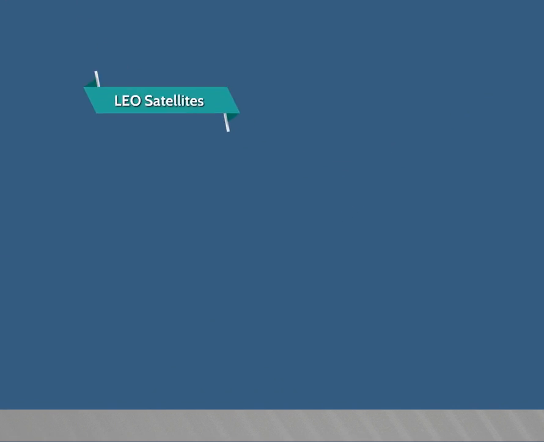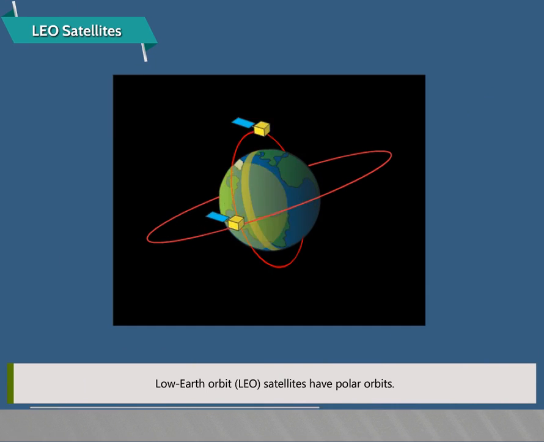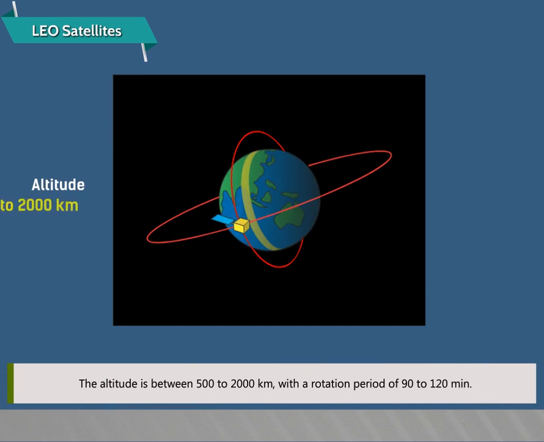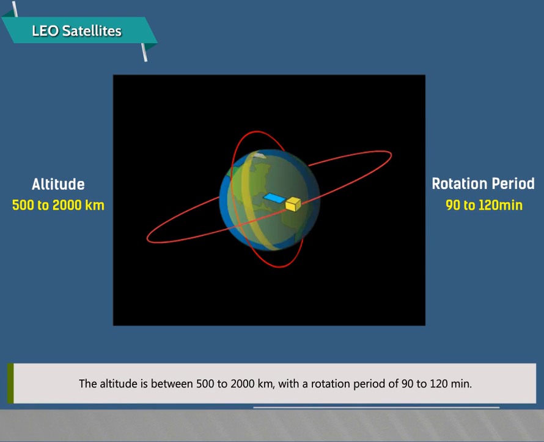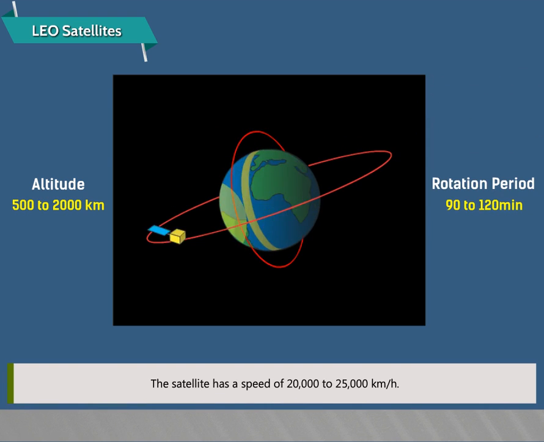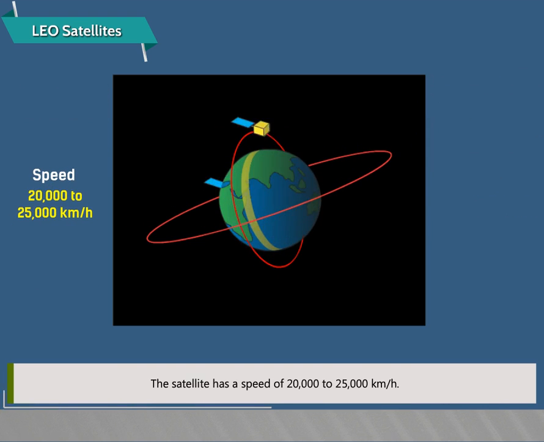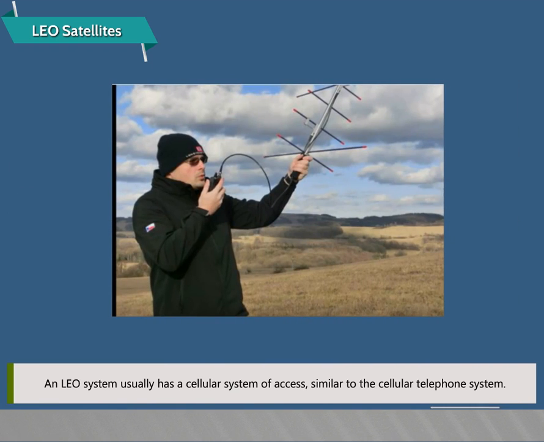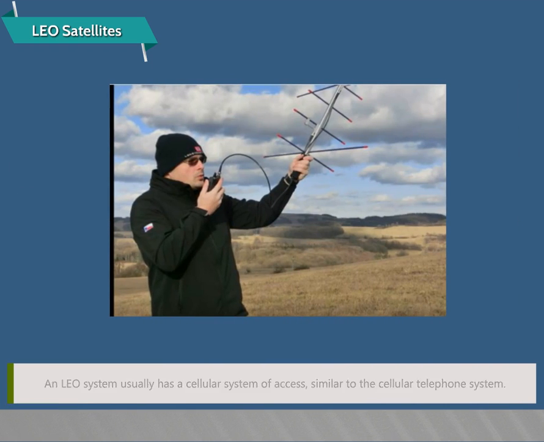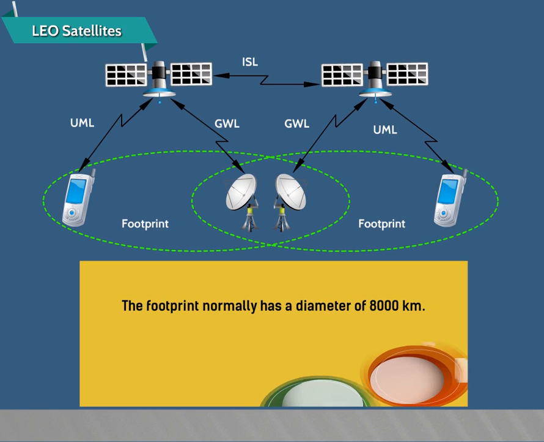LEO satellites. Low Earth orbit, that is LEO satellites, have polar orbits. The altitude is between 500 to 2000 km with a rotation period of 90 to 120 minutes. The satellite has a speed of 20,000 to 25,000 km per hour. An LEO system usually has a cellular system of access similar to the cellular telephone system. The footprint normally has a diameter of 8,000 km.